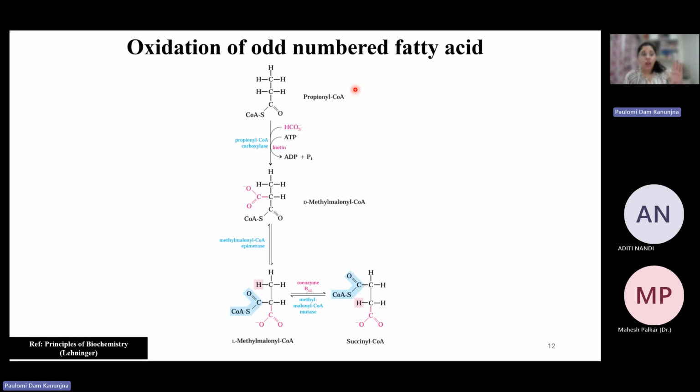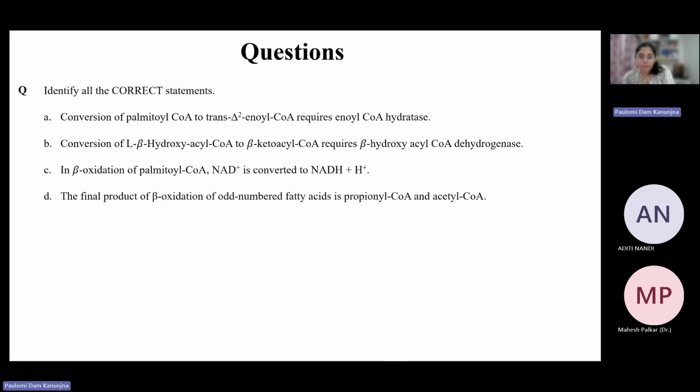So the even part, until you encounter the last carbon, you will have acetyl coenzyme A, and the last one will give you propionyl coenzyme A, which will give rise to succinyl coenzyme A. So you have acetyl coenzyme A, and the propionyl gives you succinyl coenzyme A, right? So this is why this has a D.